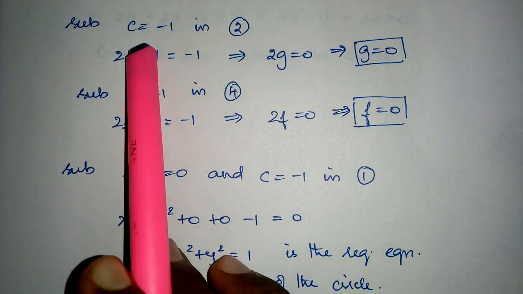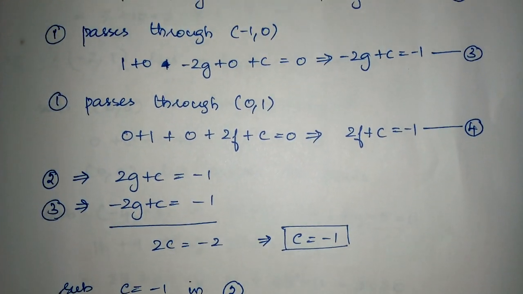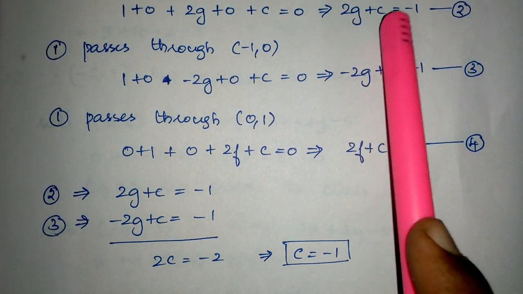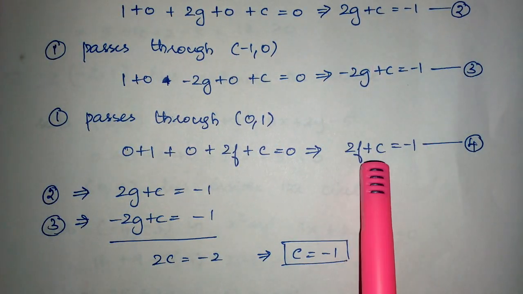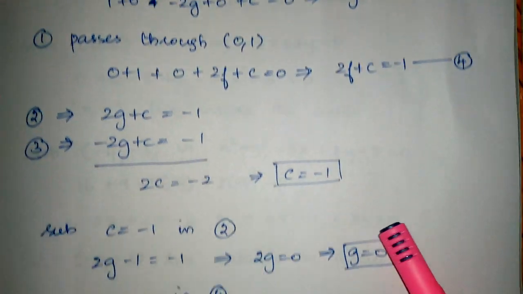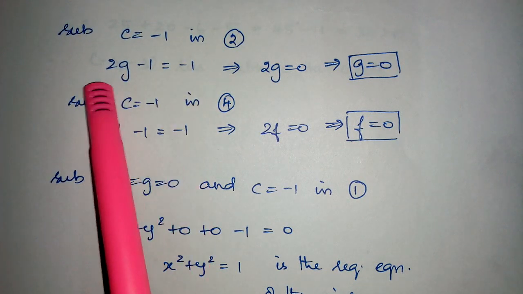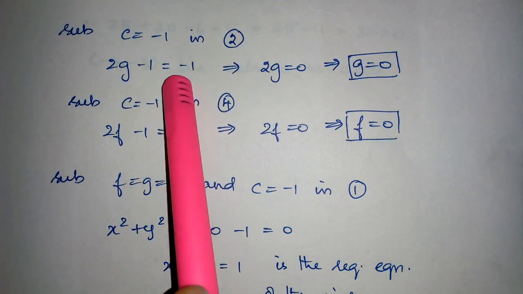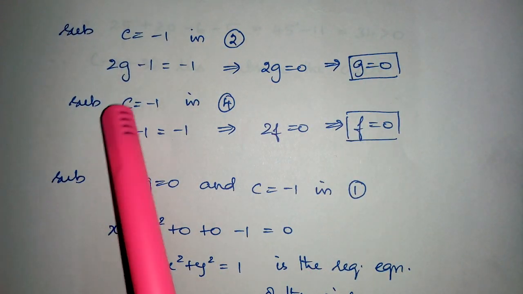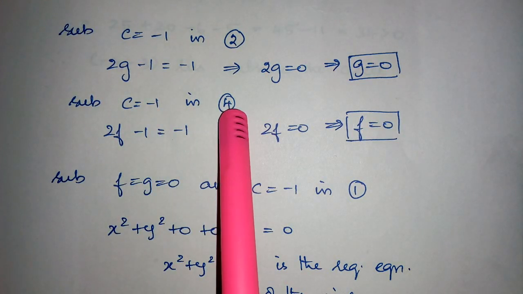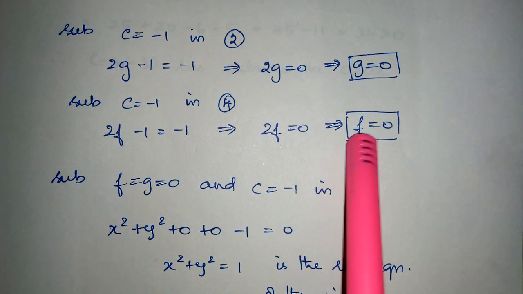Now I am going to substitute the value c = -1 in equation 2. So this is equation 2. In the place of c, I am going to substitute -1. Similarly, I am going to substitute c in equation 4 to find the value of f. Substituting -1, I have got 2g - 1 = -1, and the -1 is cancelled. So 2g = 0, g = 0. Similarly, substituting c = -1 in equation 4, 2f - 1 = -1. Here also 2f = 0, f = 0.